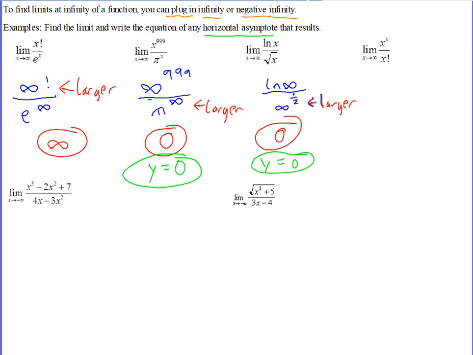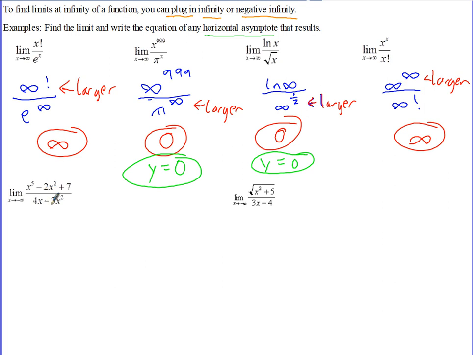And then here we've got infinity to the infinity power versus infinity factorial. We saw that infinity to the infinity power is larger than infinity factorial. So when the numerator is larger, again, we get infinity. Let's take a look at some other ones here.